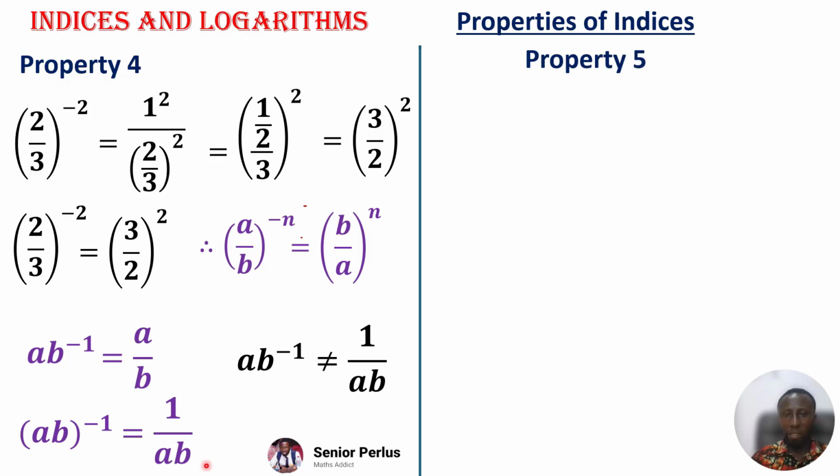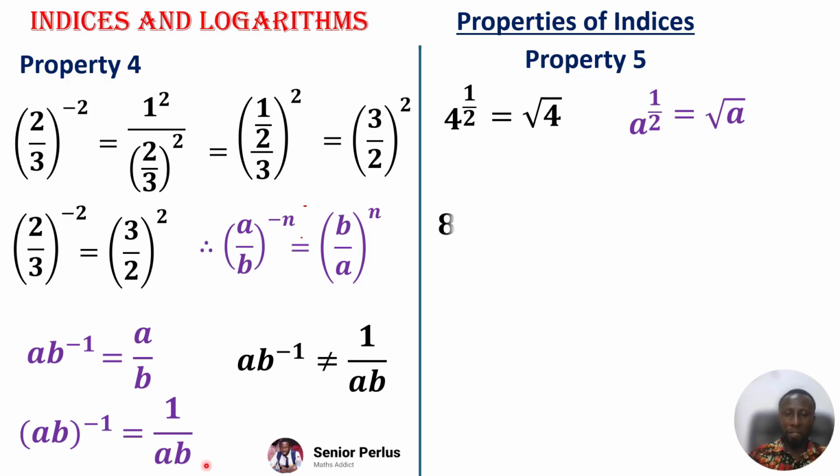Now with our next property, that's the 5th property. I have 4 to the power 1 on 2. And this power 1 on 2 can be written as, we all know this, the square root of what? 4. The square root of 4. Good. So that's why I'm saying that A to the power 1 on 2 is the same as this.